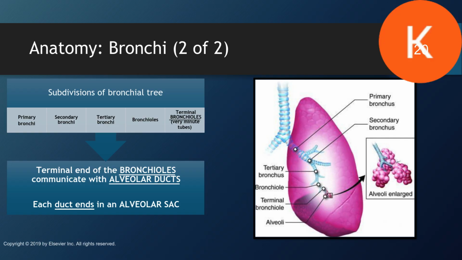The diagram here shows the transition to the respiratory zone at the terminal bronchioles, where the function begins to change. The terminal bronchioles connect to the alveolar ducts. Alveolar ducts lead into the alveolar sac, and each alveolar sac contains the alveoli. This is where the respiratory zone begins.